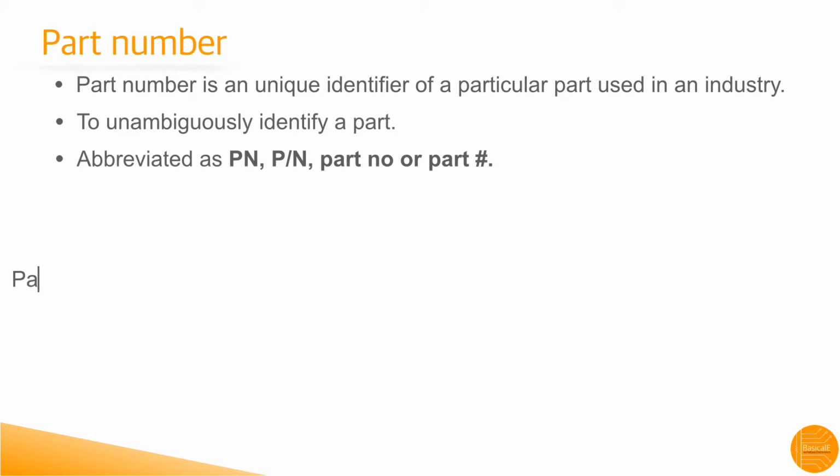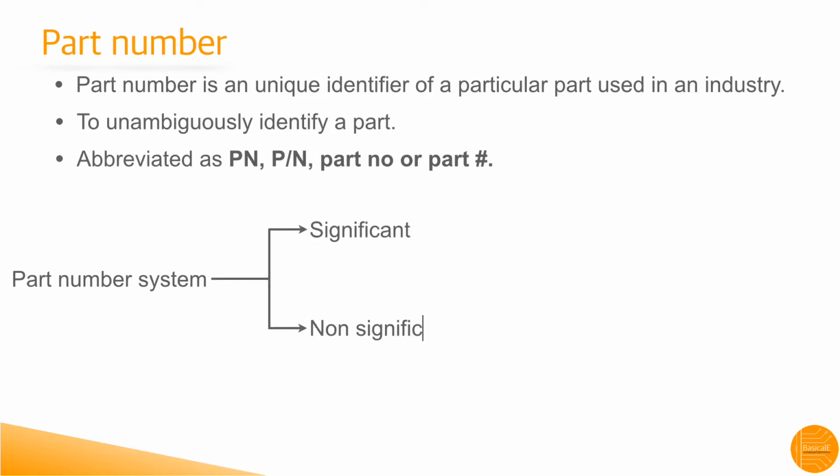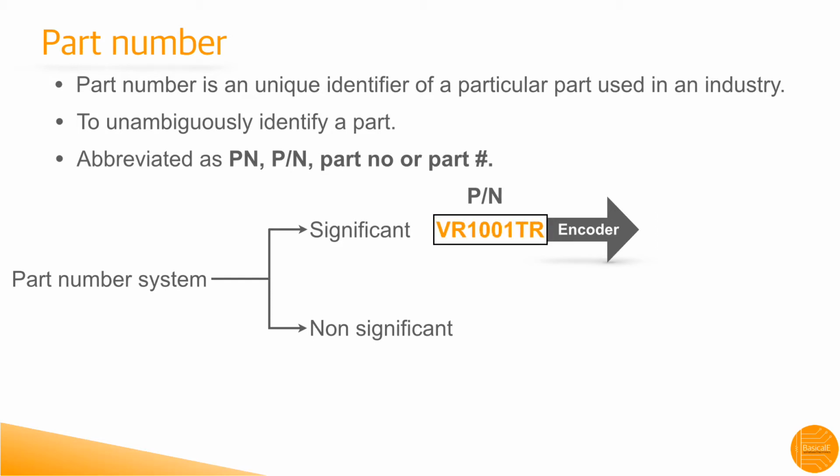In general, there are two types of part numbering systems: significant number system and non-significant number system. In a significant system, numbers are assigned intelligently. That means there is an encoding system or method available, and according to that, the part number will indicate the specifications and characteristics of the component.